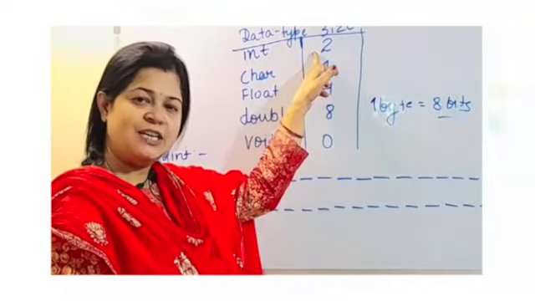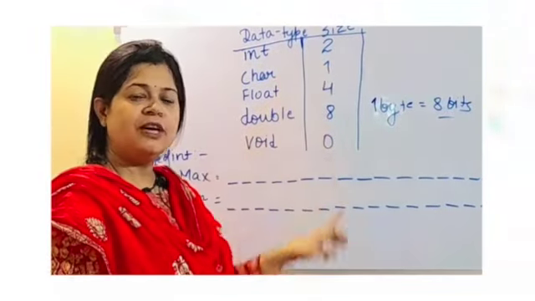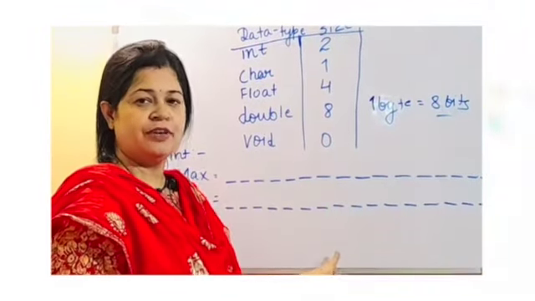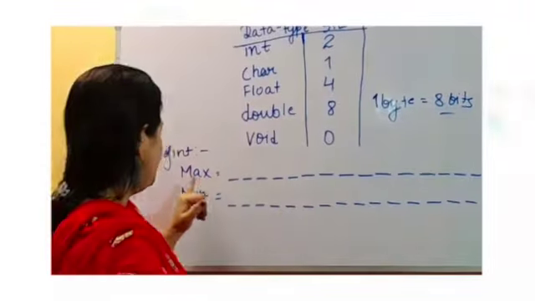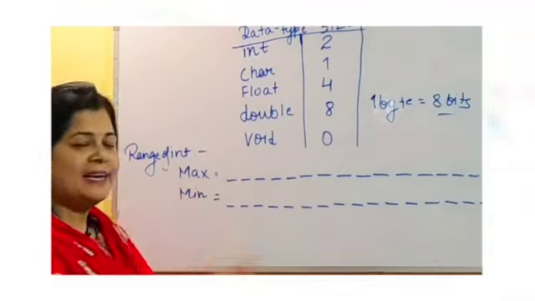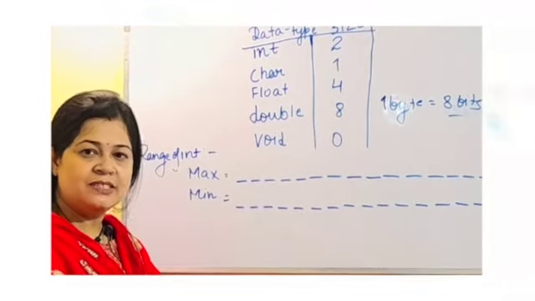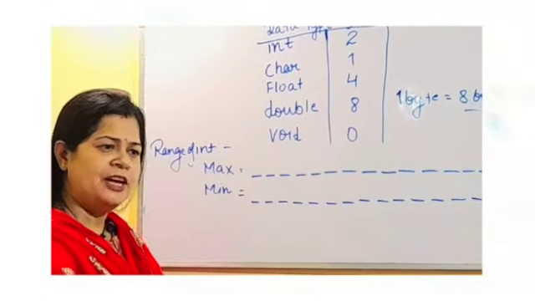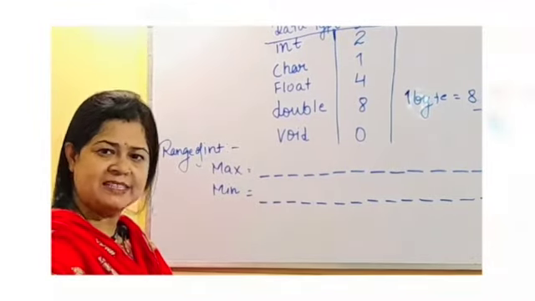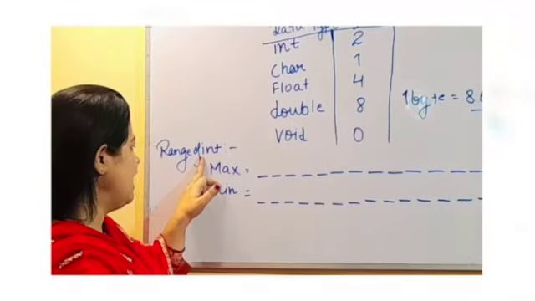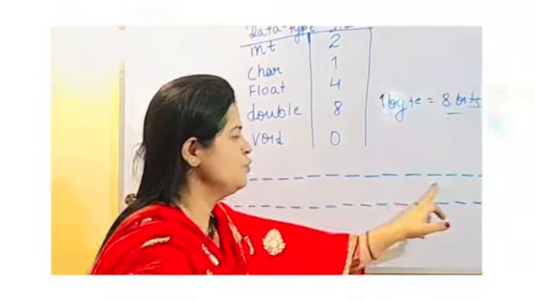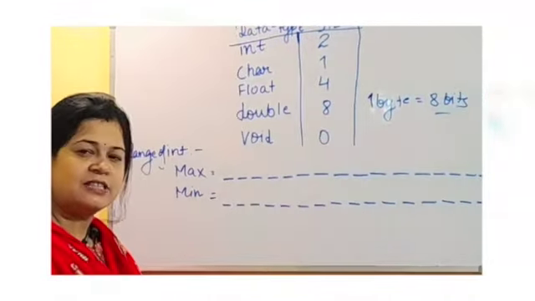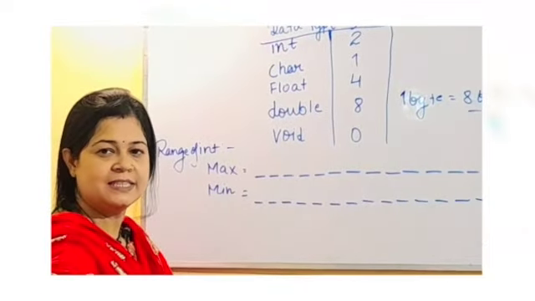When we know the size of integer, that is 2 bytes, we can calculate the range of integer with the help of that size. I will tell you. Range is 2 bytes, 1 byte is equal to 8 bits, so 2 bytes is 16 bits. Range means the maximum and minimum. So we have written maximum and minimum, and we have used 16 bits here because the size of integer is 2 bytes, that is 16 bits.